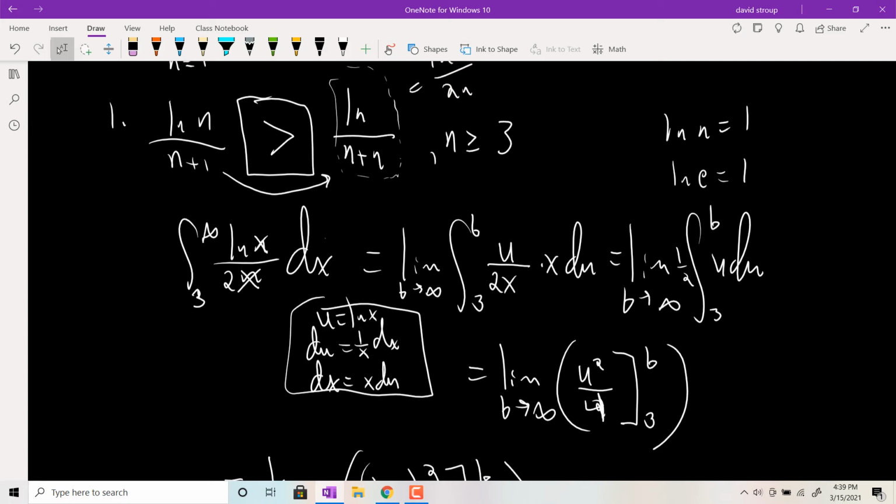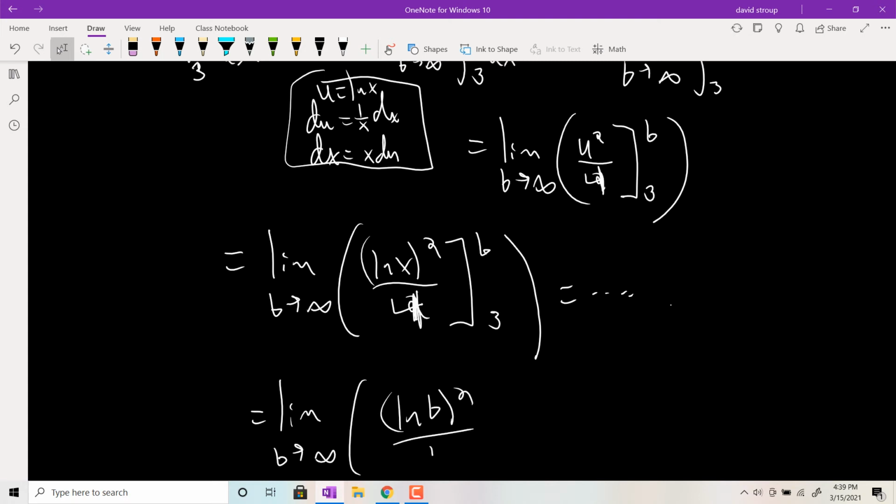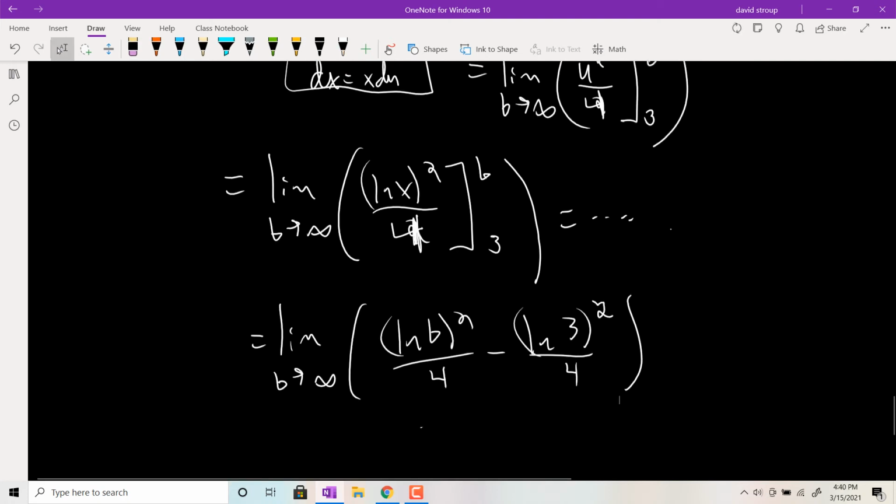This will end up being a 4, and then that will be divergent eventually. Let's see it in all of its glory. The limit as b goes to infinity of ln of b squared all over 4 minus ln of 3 squared all over 4. That first term, ln of b is going to infinity, and ln b squared is going to go there faster. So you're going to get infinity minus some number, which will be infinity. In other words, it's divergent.